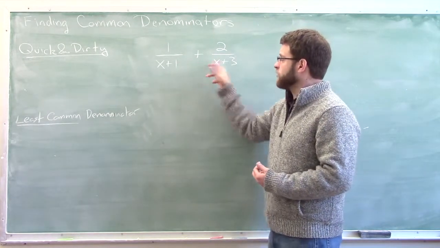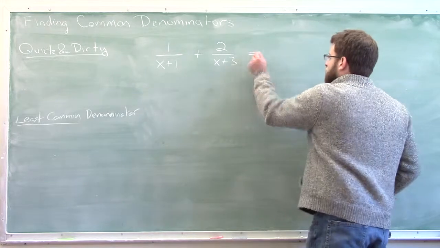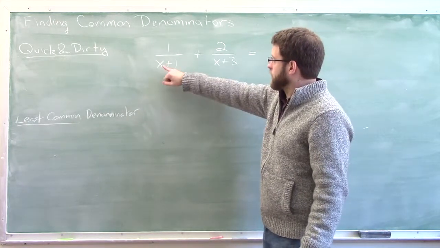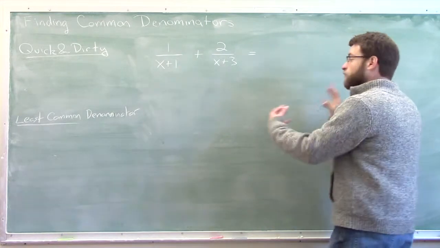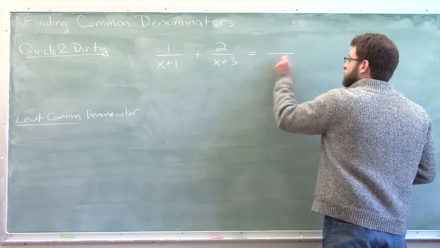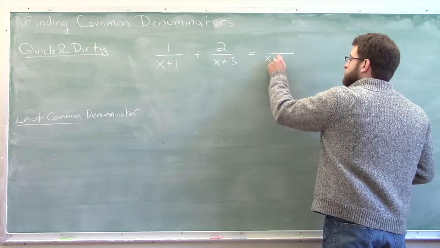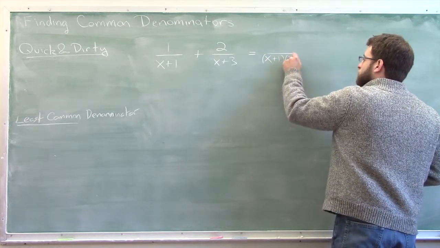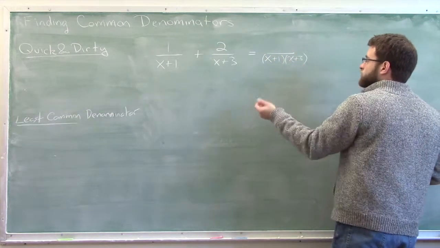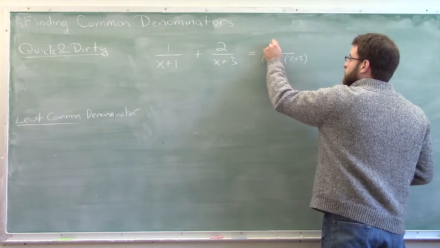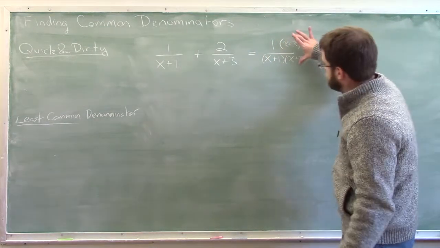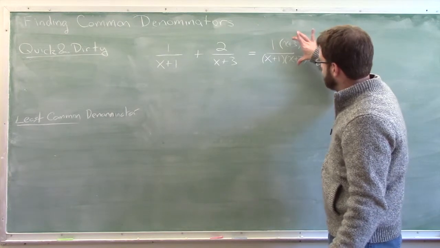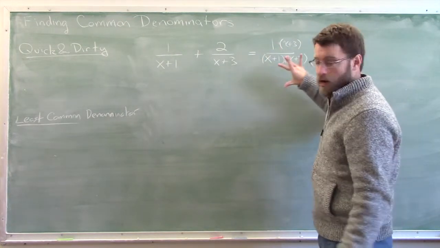So to find a common denominator here, I take the first fraction and I want to see this factor of x plus 3 in the denominator. I have to multiply by that. So I'll write this first fraction as (x plus 1) multiplied by (x plus 3). And then do the same thing in the numerator: 1 times (x plus 3).